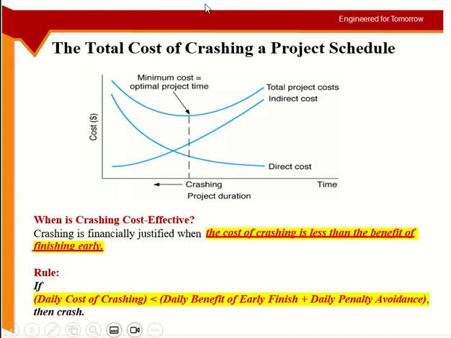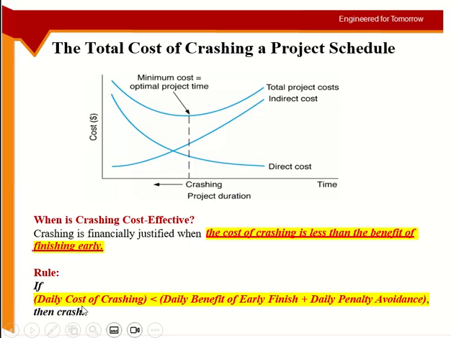Okay, so we want to be on this side of the intersection point. On this side of the intersection point, you will have the minimum cost of the project. Okay, so on this right hand side of the project. Okay, so they have already explained what they are saying here. Okay, try to explain in simple terms, but this is the cost of crashing is less than the benefit of finishing early. Okay, so this is happening here on the right hand side.